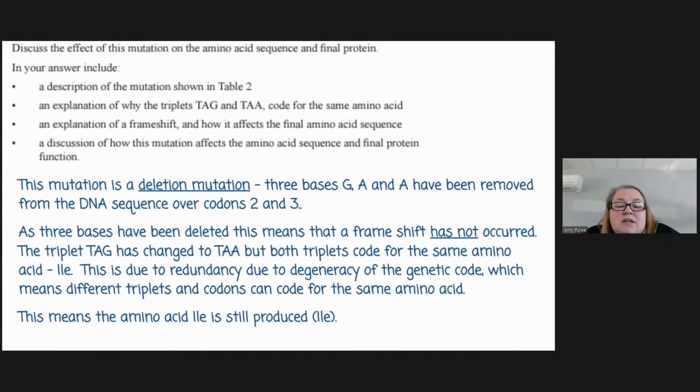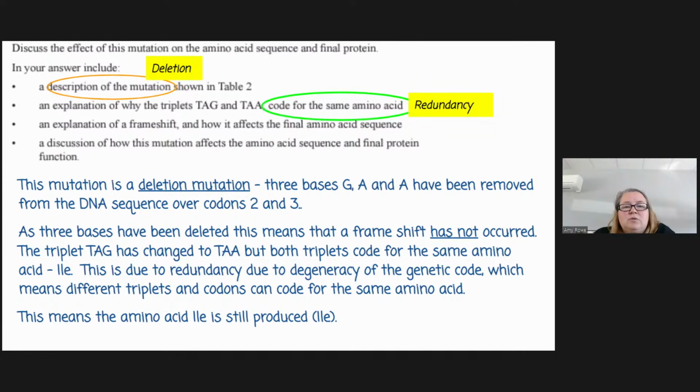This is due to redundancy, or degeneracy, of the genetic code, which means that different triplets and codons can code for the same amino acid. So in this case, TAG and TAA both code for isoleucine. This will mean that the amino acid isoleucine, or ILE, is still produced. So that takes care of bullet point number 1 and bullet point number 2. Okay, so our description of the mutation was that it was a deletion, and we talked about redundancy and degeneracy of the genetic code. Next, we need to talk about a frame shift.